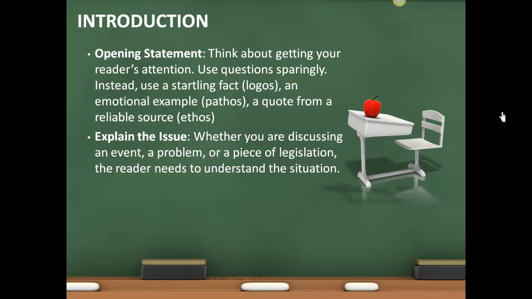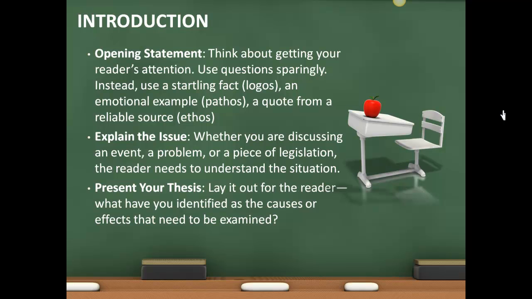Then you think about explaining the issue in the introduction. We need to understand that situation. Do not assume that we are as familiar with the idea of, say, the Patriot Act or Title IX legislation or the growing number of juveniles being tried as adults, or whatever your event or problem or legislation is. You need to make sure that we get kind of a crash course in it so that we can understand what you're discussing. And then you lay out for us the thesis. Are you going to be identifying the causes, or are you going to be showing us the effects of this particular situation?